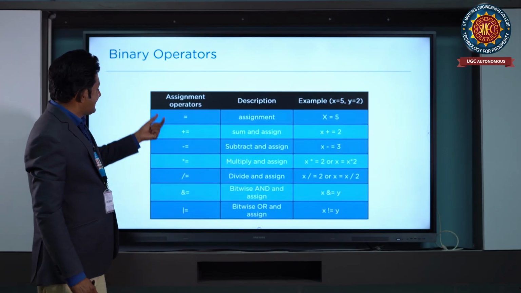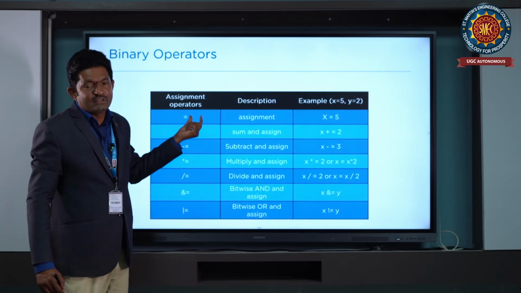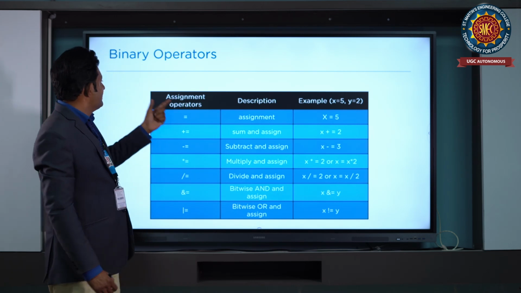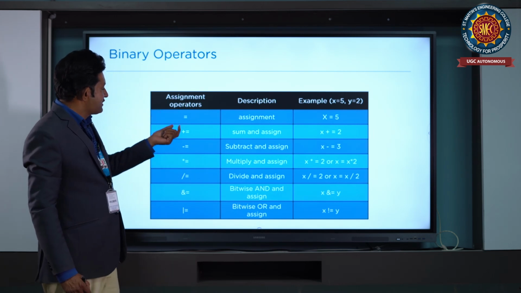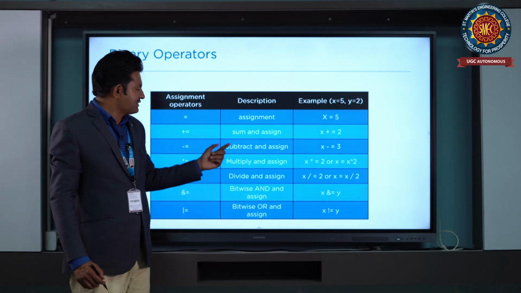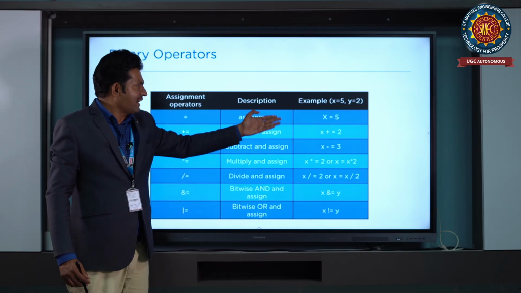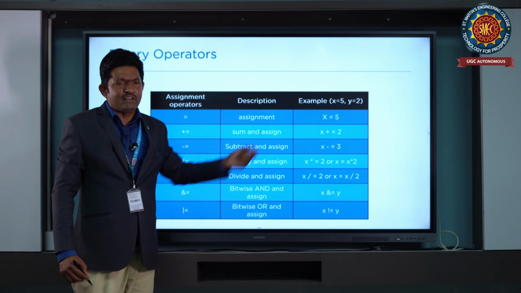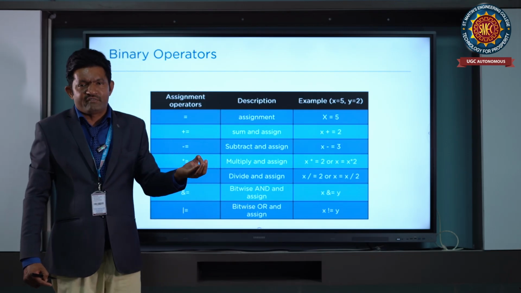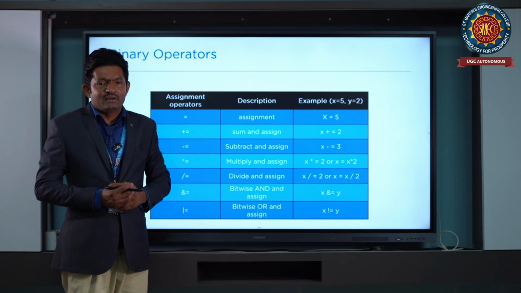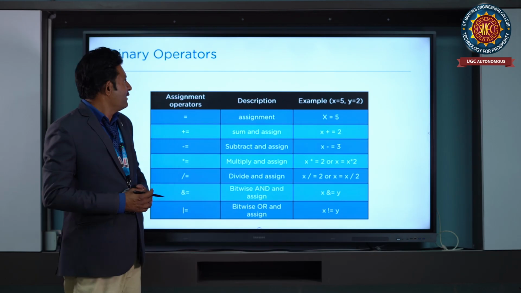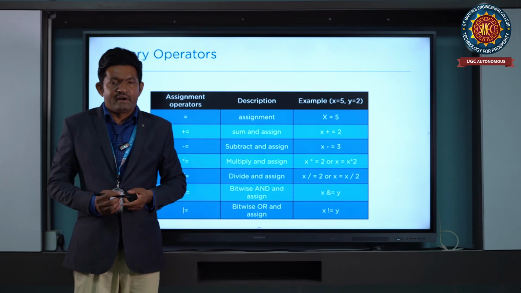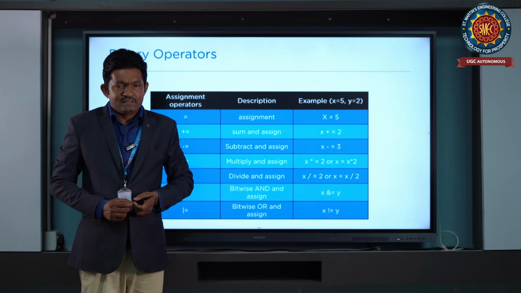Next one is assignment operators. Equal to is the assignment operator. Here we use compound assignment such as sum and assign, subtract and assign, multiply and assign. These are the examples. Mainly we use y is equal to mx plus c, s is equal to ut plus half a t square, and so on. So these are the different types of operators used in the C language.